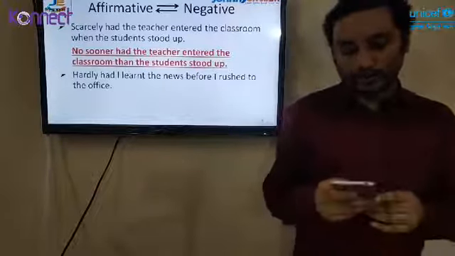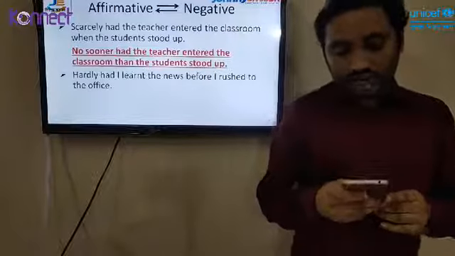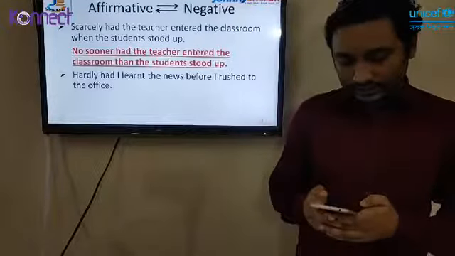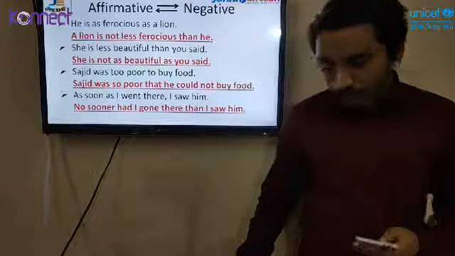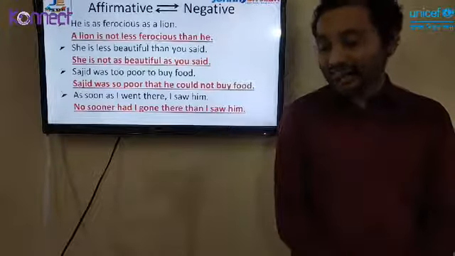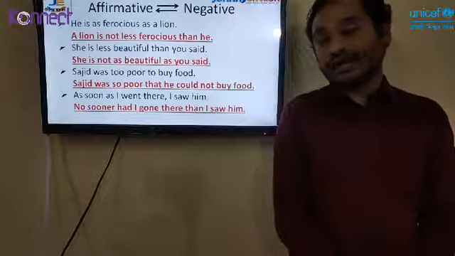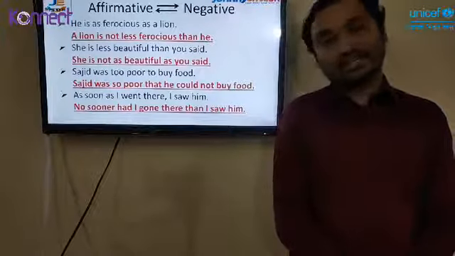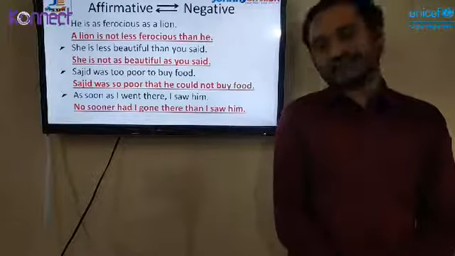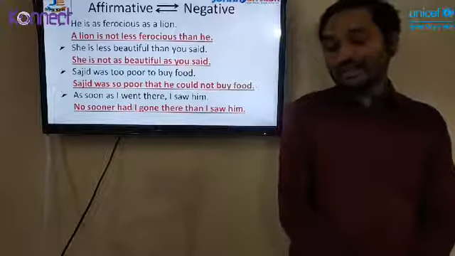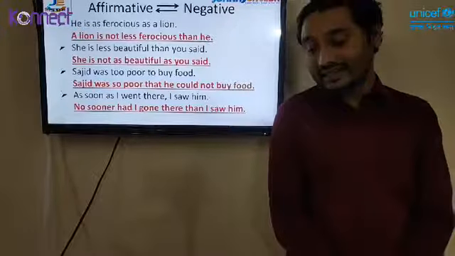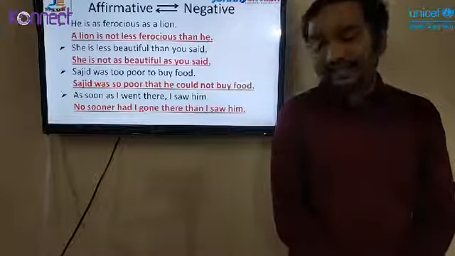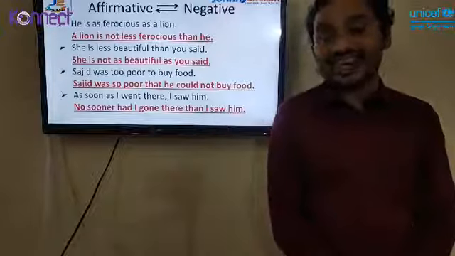Ashraful Islam, you asked me to explain the first one on the previous page: he is as ferocious as a lion. Here a comparison is being made, meaning a lion is ferocious, he is ferocious. And if you make the sentence a comparative one, the sentence is, a lion is not less ferocious than he is.